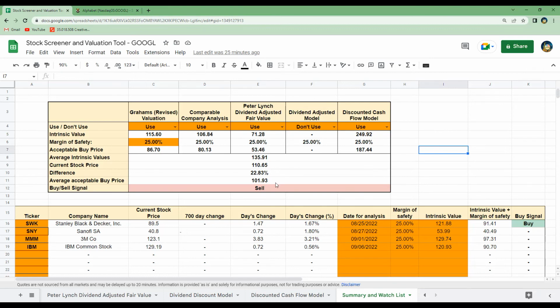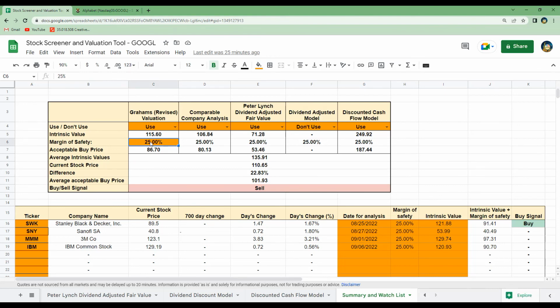So if we apply our margin of safety of 25%, we get an acceptable buy price of $101.93. And therefore, based on the average intrinsic value we found using these models and a margin of safety of 25%, we don't yet have a buy signal from Google.